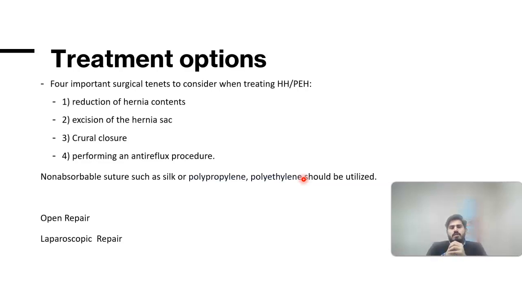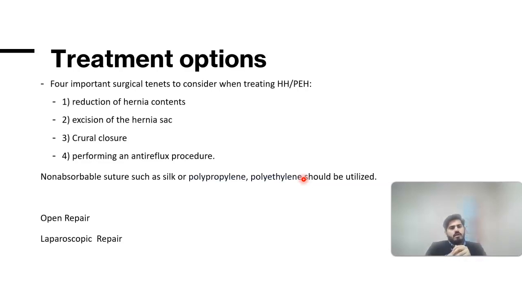So what are the important surgical principles when operating on a hiatal hernia or paraesophageal hernia? First of all, there are different incisions. You can go for a midline incision, or you can also go for a transverse incision. There are four important things when operating on a child with hiatal hernia. The first and foremost is that when you open up the abdomen, you have to reduce the contents. You have to identify which type of hernia this is. First of all, you have to reduce back the contents, and some of the time there's a sac as well. You have to excise that sac, and then you have to close the crura, and in the end, you have to perform an anti-reflux surgery. Anything can be utilized for that.